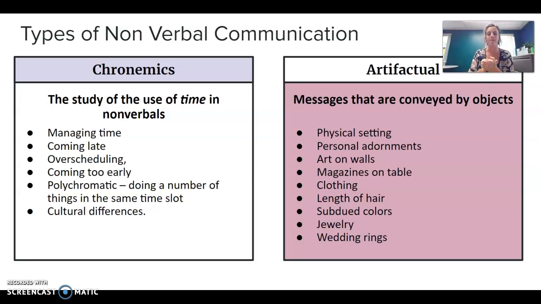All right, so jumping in, the first type of nonverbal communication that you need to be aware of is chronemics. That's essentially time. Think of chronological time, if that helps you remember what chronemics means. It's the study of the use of time in nonverbals. The bullet points underneath give some examples of what chronemics is.